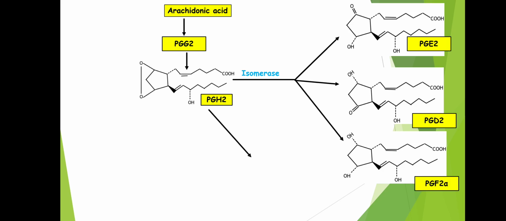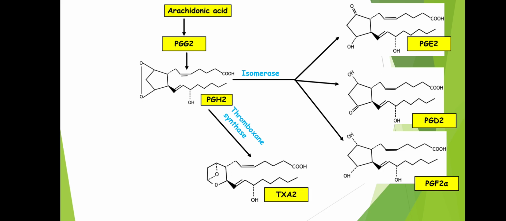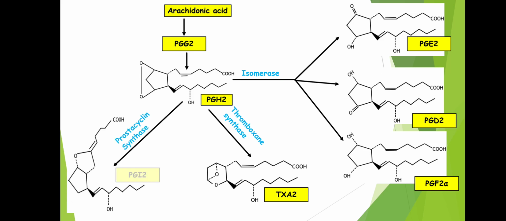Next, when PGH2 moves to the platelets, in the platelets it will find the enzyme thromboxane synthase and it will lead to formation of TXA2, which is thromboxane A2. Next, PGH2 can move to the vascular endothelium where it will find the enzyme prostacyclin synthase to form a compound known as PGI2, that is prostacyclin I2.